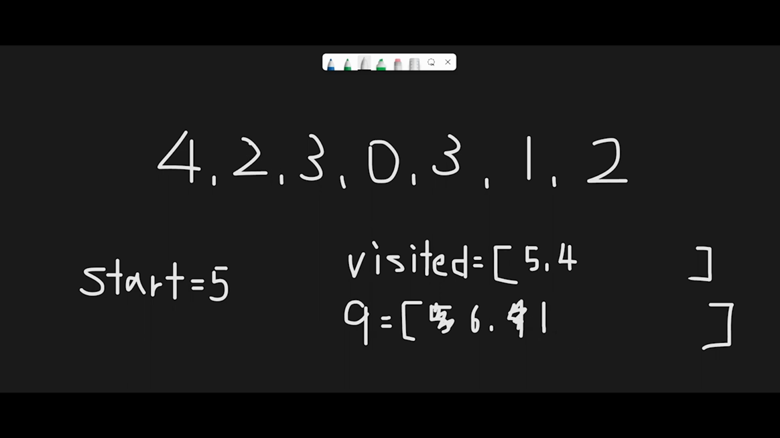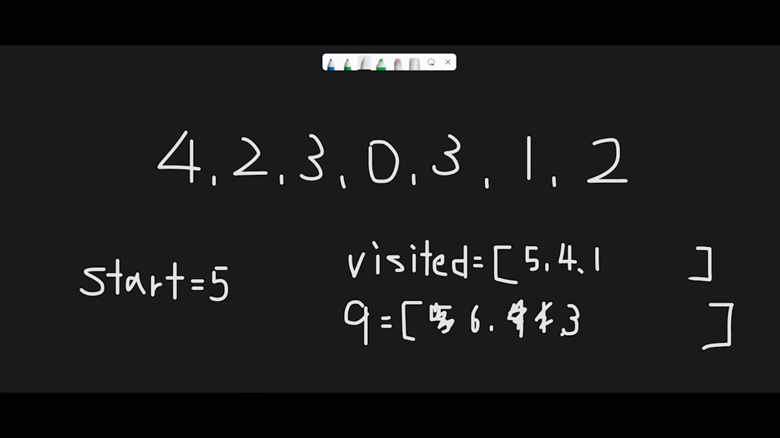Then again pop the value from Q, in this case 1, and add index 1 to visited, and check index 1. So we can jump forward twice or jump back twice, and if we jump back twice, it's out of bounds, so jump forward 1, 2, and then add the resulting index to Q, in this case 3.